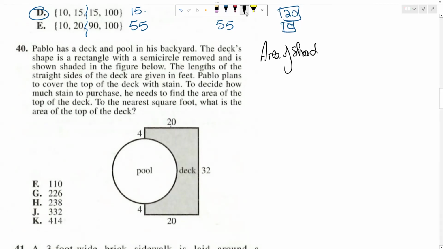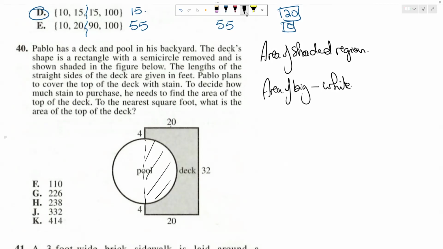And I'm telling you this again: for any area of a shaded region, we're always going to get the area of the big shape and then subtract the white part out of it, the area of the white part. Because we're talking about this weird shaded region, I'll get the area of the rectangle entirely, and then remove that half circle from that area.